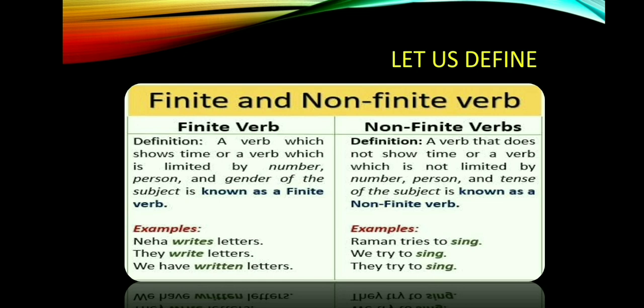Now you can note down the definition also. Definition says that a verb which shows time or a verb which is limited by number, person and gender of the subject is known as finite. For example, Neha writes letters, they write letters. So Neha is singular, writes. They are plural, write. There is a change in the verb, so writes and write are finite verbs.